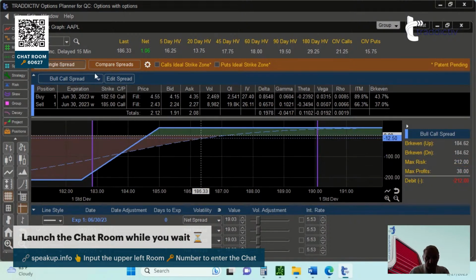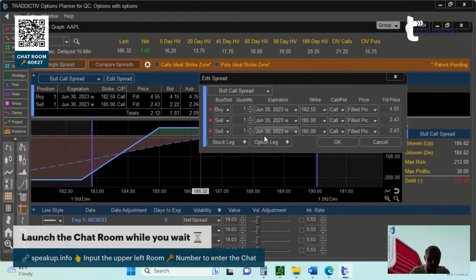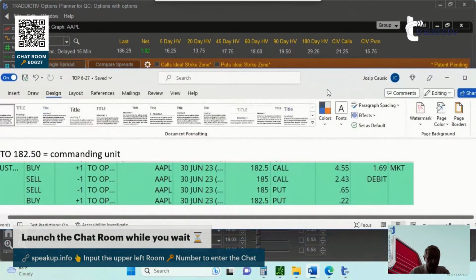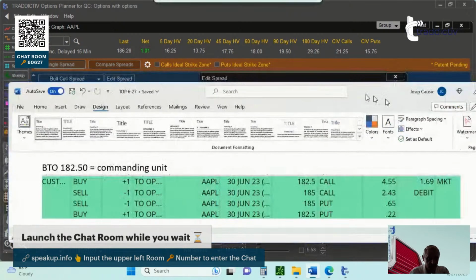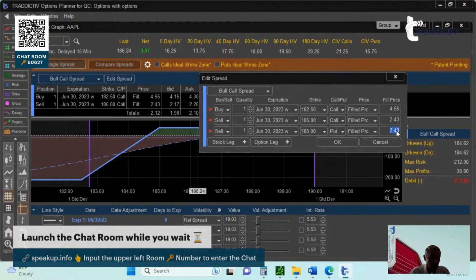Well, let me just clear the screen here and show you how. I have added an option leg, which is again selling, but selling what? 185, but not a call. A put. And I'm going to bring up reminders so you will know that I sold that put for a lousy 65 cents. And then out of that 65 cents, I still had to give back 22 cents. But at least I reduced the cost of the $212 to less.